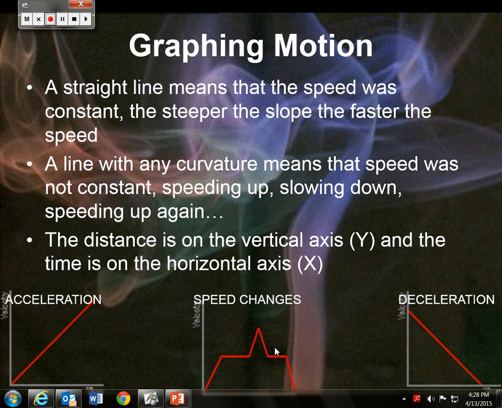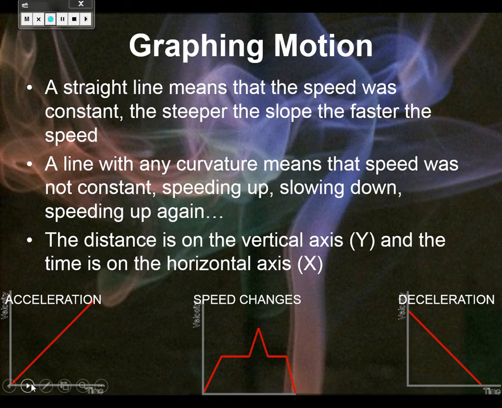And any speed change, it'll be something along these lines. It can just be a wavy line going up and down. It might just continue to go up, go down. But that's what your graphs look like. And these actually showed up on the SOL last year, so make sure you know these.